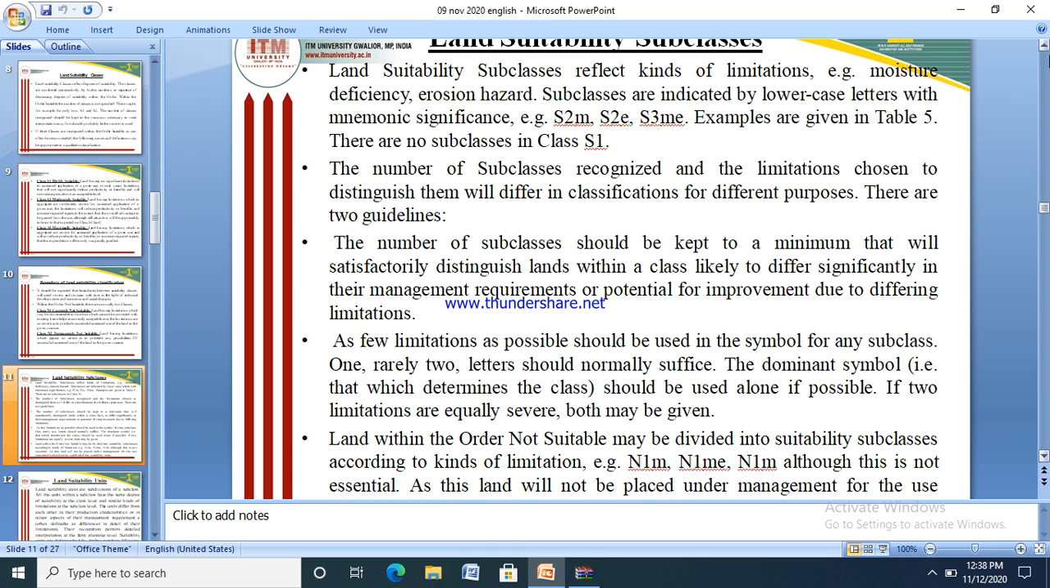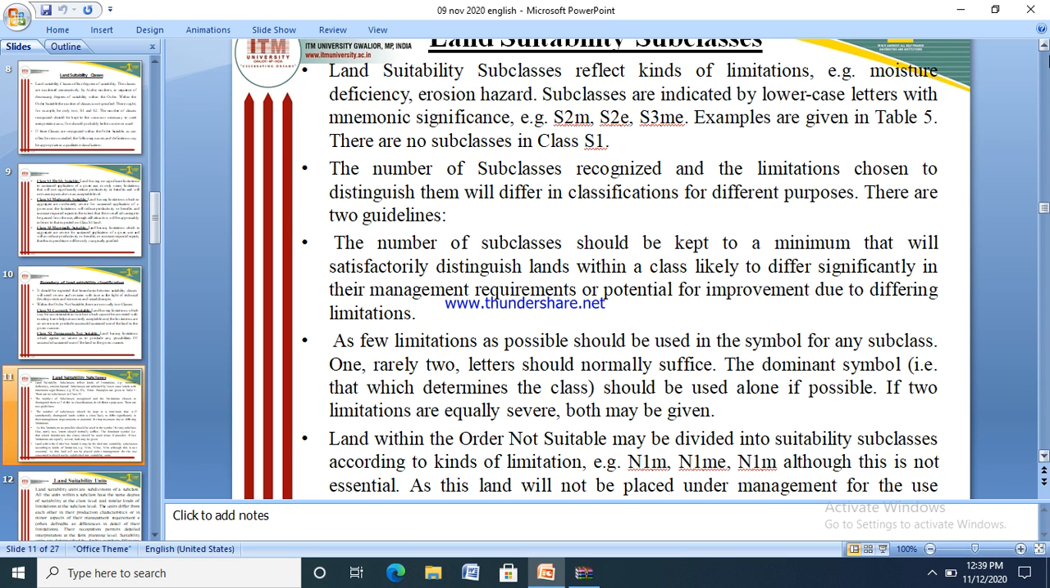And this is the sub-order. Land suitability subclasses reflect kinds of limitation, most significantly moisture deficiency. Erosion hazard subclasses are included, and are denoted by a lowercase letter with mnemonic significance. An example, S2M. S2 means suitability 2, and M means moisture. S2E means there is erosion, and S2ME means moisture and erosion both. This example is given in the previous table.